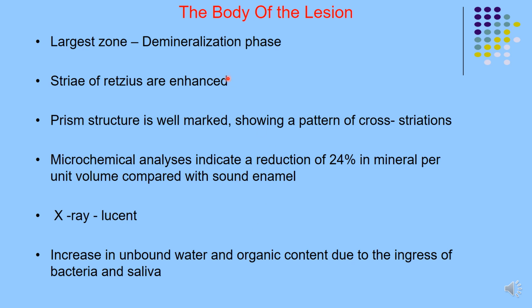The body of the lesion is the largest zone. The demineralization phase has taken place. The striae of Retzius are enhanced. In this phase, at the electron microscopic level, the prism structures are well marked, showing a pattern of cross striation. Microchemical analysis indicated a reduction of 24% in mineral per unit volume compared to sound enamel. This is the part of the lesion that appears radiolucent on regular routine radiographs.